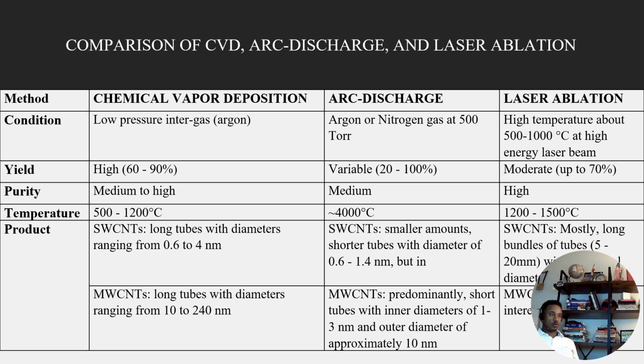In terms of the product, CVD gives us both single-walled carbon nanotubes and multi-walled carbon nanotubes, whereas arc discharge is usually predominantly used for multi-walled carbon nanotubes, and in small amounts it also gives us single-walled carbon nanotubes.